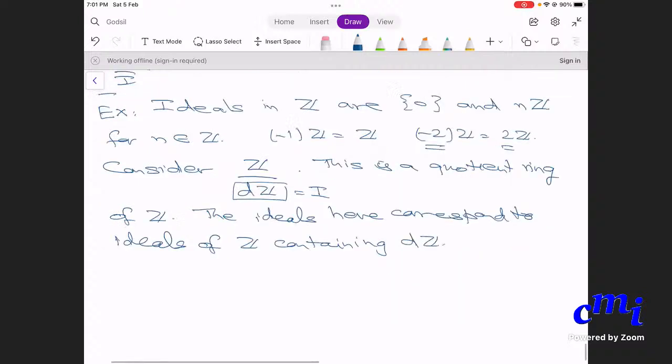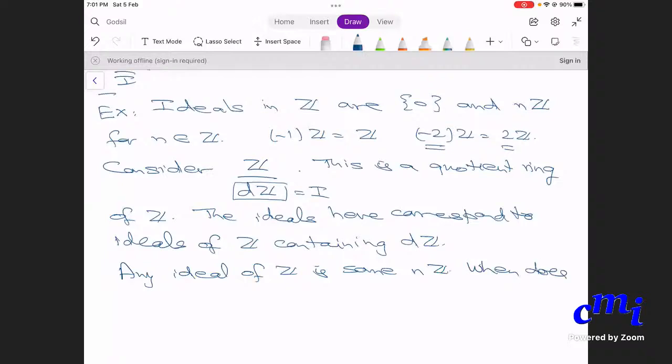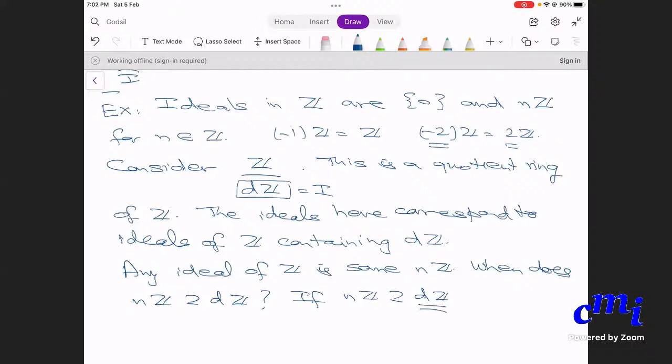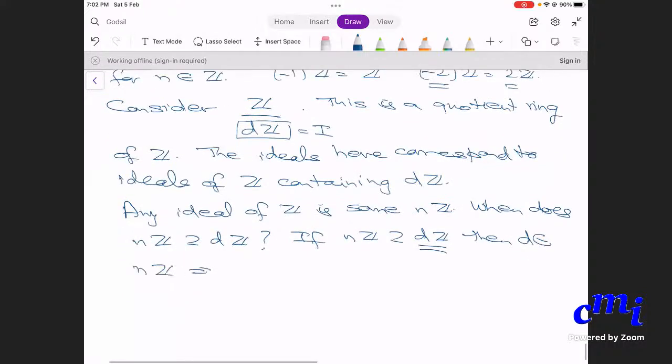Now let us try and understand what are the ideals of Z which contain dZ. So any ideal of Z is an nZ. So when does nZ contain dZ? I claim that nZ contains dZ if and only if... first of all, if nZ contains dZ, the number d certainly belongs to dZ, right? So d should belong to nZ. Then d belongs to nZ, which means n divides d. nZ consists of all multiples of n. If d belongs to nZ, so n divides d.